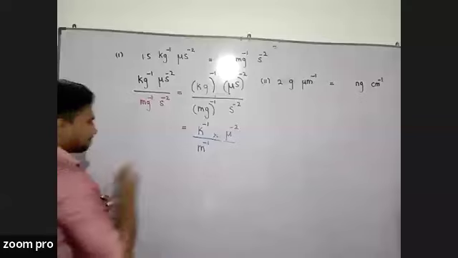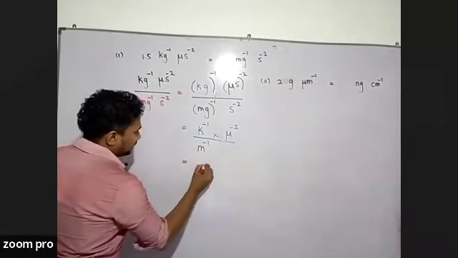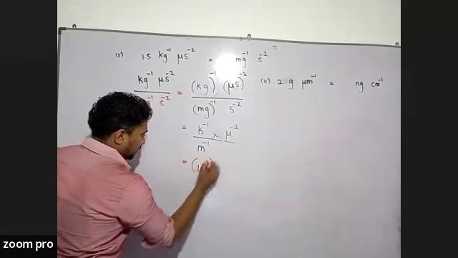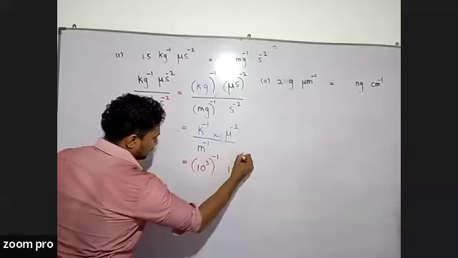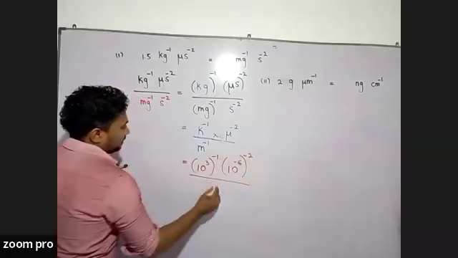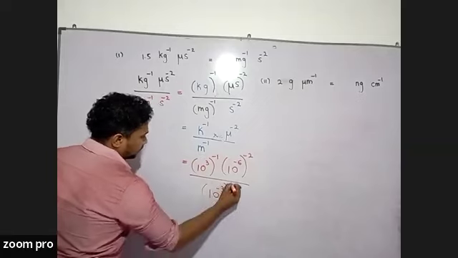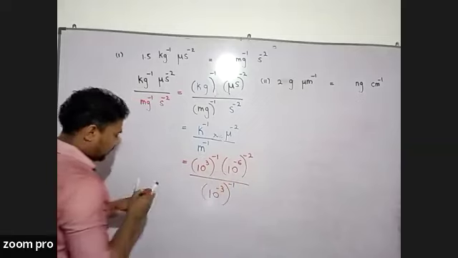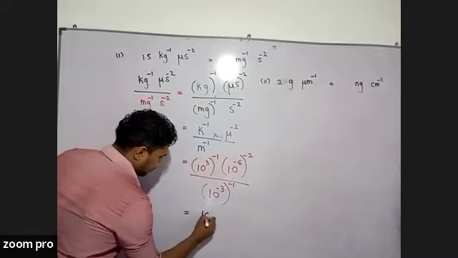So then, if we substitute the relevant values, kilo means 10 to the power 3 with the -1, micro means 10 to the power -6, but we have to consider the -2, and milli means 10 to the power -3, and we have to consider the power -1 also, right? So let's go for the simplification.